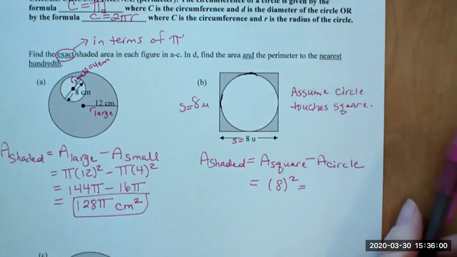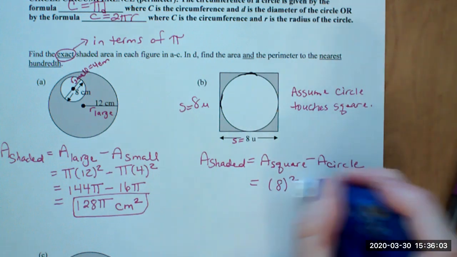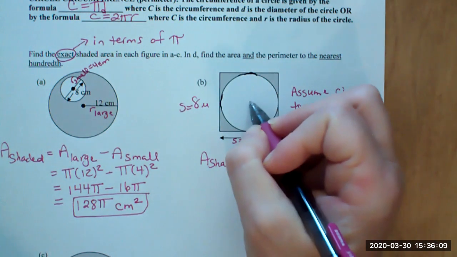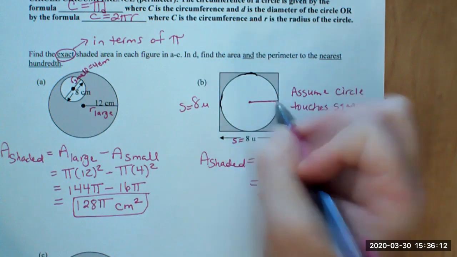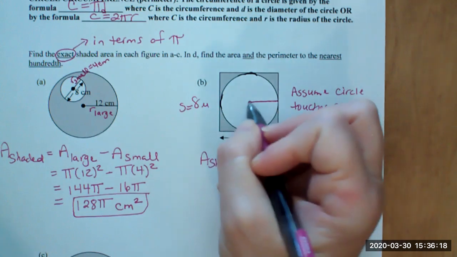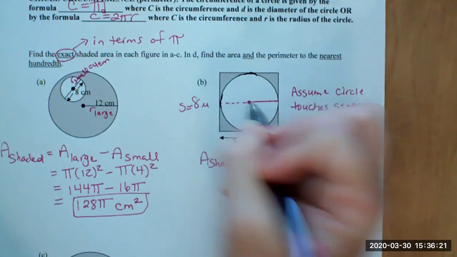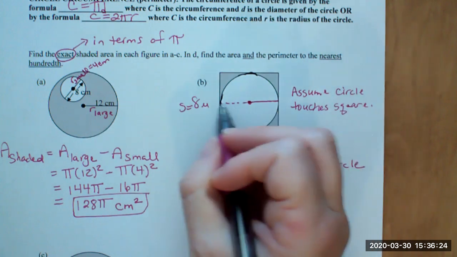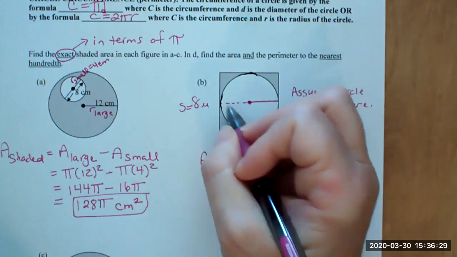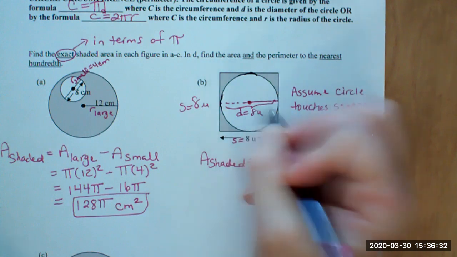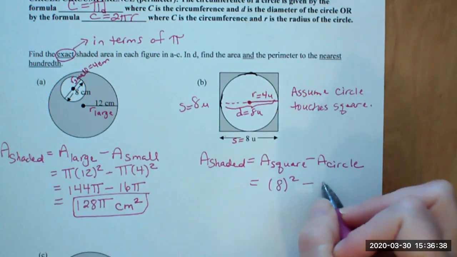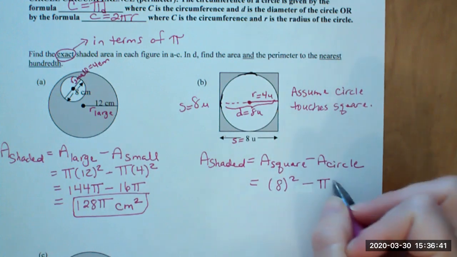This should have been a subtraction, I'll fix that. We're going to subtract the area of the circle, so I need the radius of the circle. The diameter of the circle is 8, because if the side of the square is 8, I can draw a diameter parallel to that side, so that diameter is also 8 units. If the diameter is 8 units, the radius is 4 units. So I can say 8 squared minus pi times 4 squared.